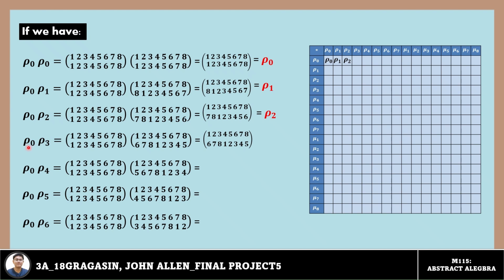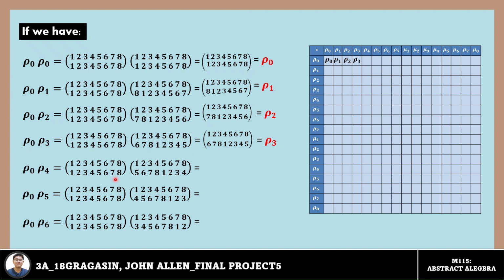And then for row sub 3, row sub 0 multiplied by row sub 3, this is the elements in row sub 0 and this is the elements for row sub 3. And then by multiplying, we have this answer. As you can see, the answer is just the same as the elements in our row sub 3. That is why our answer here is row sub 3.